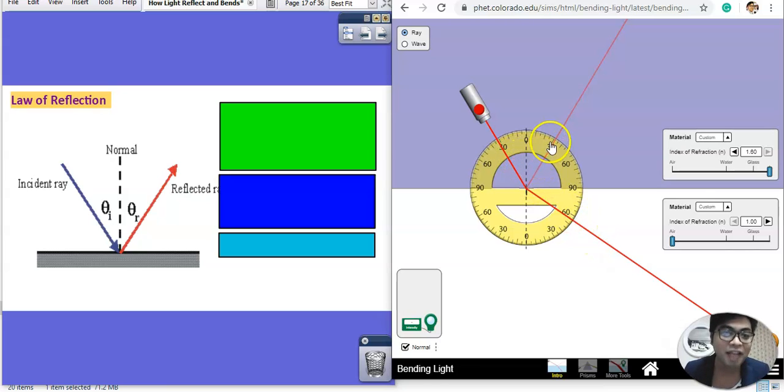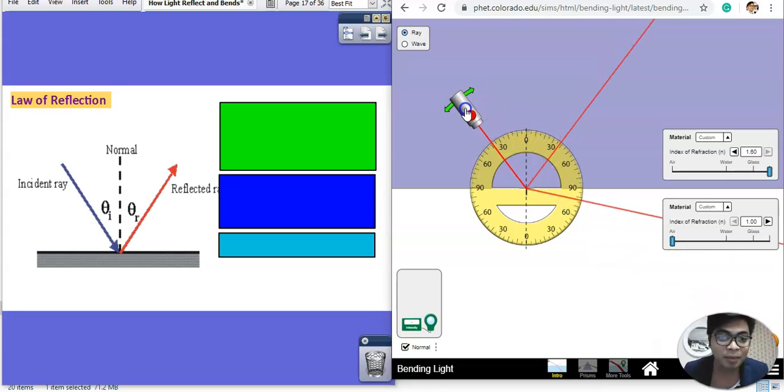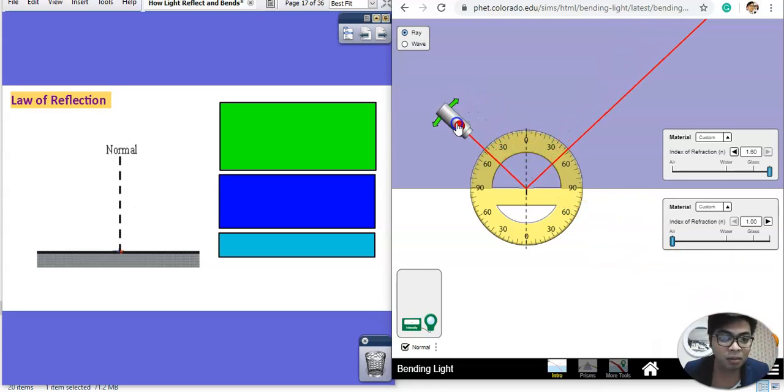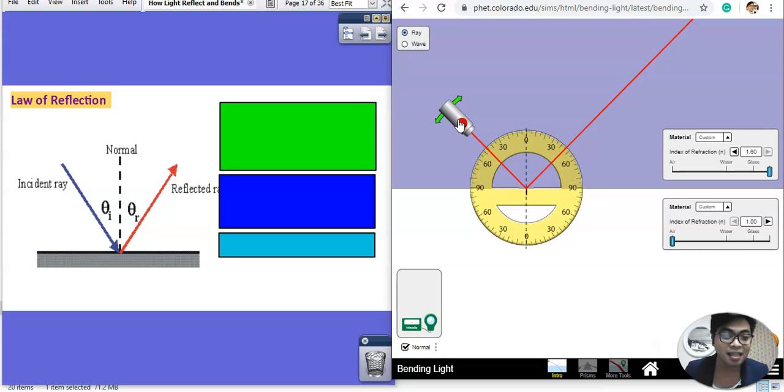So this one is the reflection. The light passes up. Look at the degrees. It's still 30. I'm gonna put it somewhere in between. Probably this one is between 60 and 30, so probably this one is 40. And try to look at the angle.